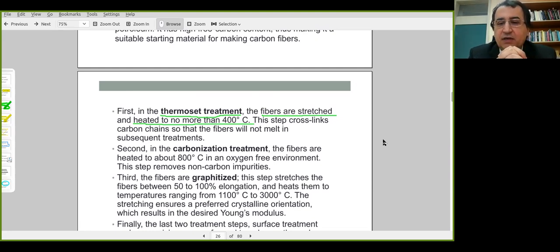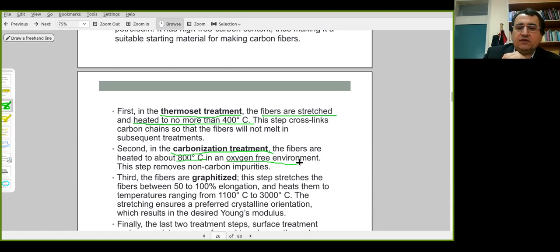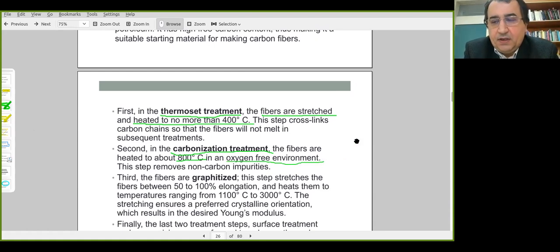A second step of heating is also needed, and that is called carbonization. Temperature is increased to 800 degrees Celsius in an oxygen-free environment to prevent oxidation. And this step removes non-carbon impurities in these fiber materials.